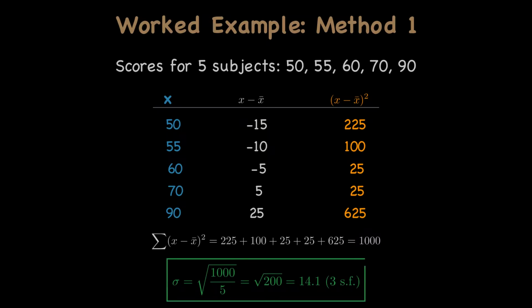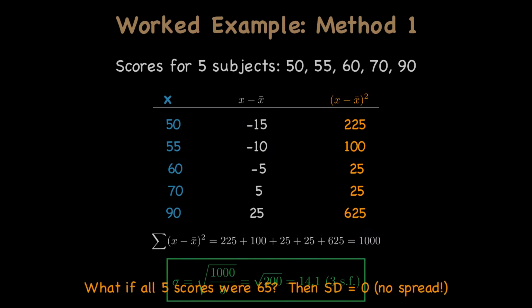Thought-provoking question. What would the standard deviation be if all 5 scores were the same, say 65? The answer is sigma equals 0 because there is no spread at all.